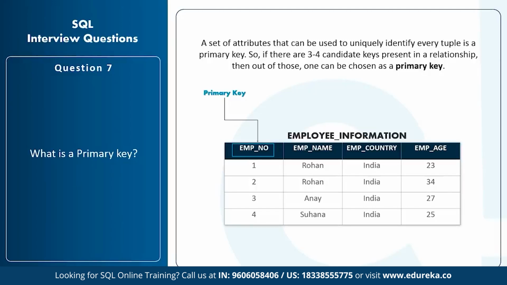Now, as you can see on the screen, we have an employee information table which has columns like employee number, employee name, employee country, and employee age. Obviously, you can uniquely identify each and every employee with the employee ID, right? So basically, that will be our primary key. So over here, employee number will be the primary key.